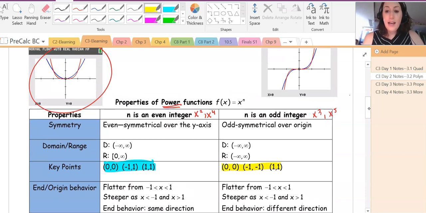and actually this is very similar to the origin behavior of our even integers. You're flatter between -1 and 1 right around the origin, and then outside of it you're steeper. The difference is the end behavior. The end behavior for these odd exponents, they're always going the opposite direction.